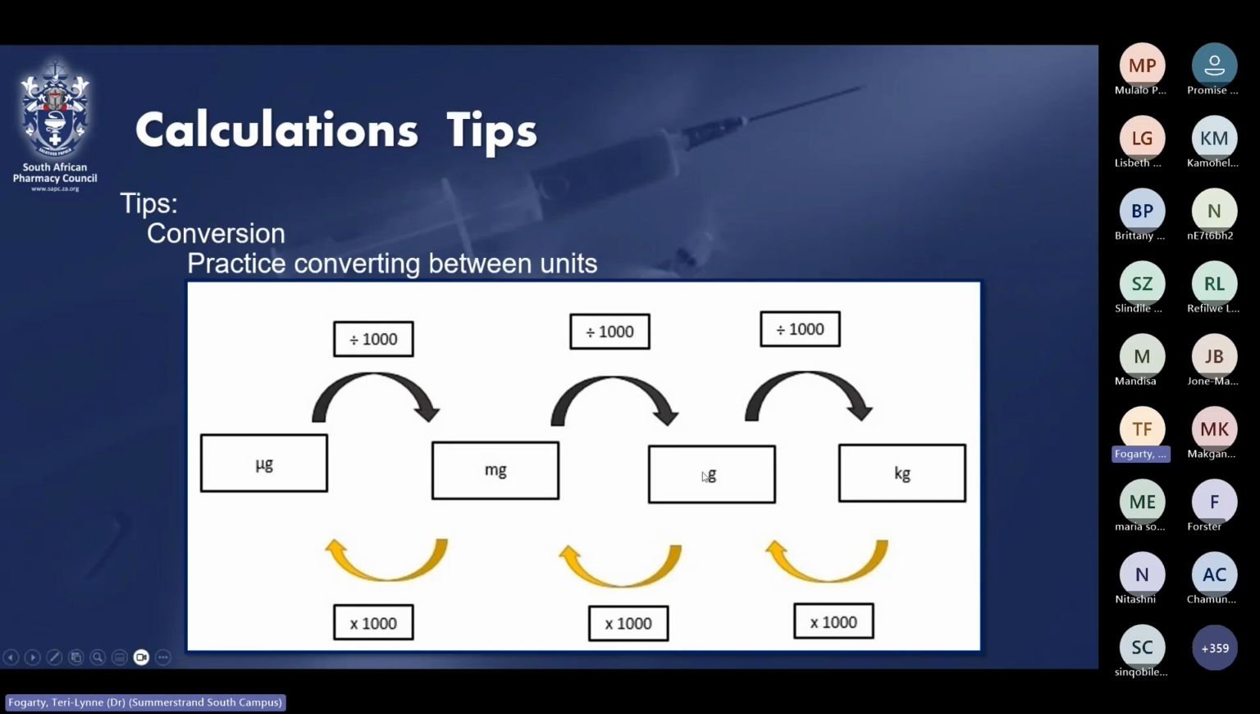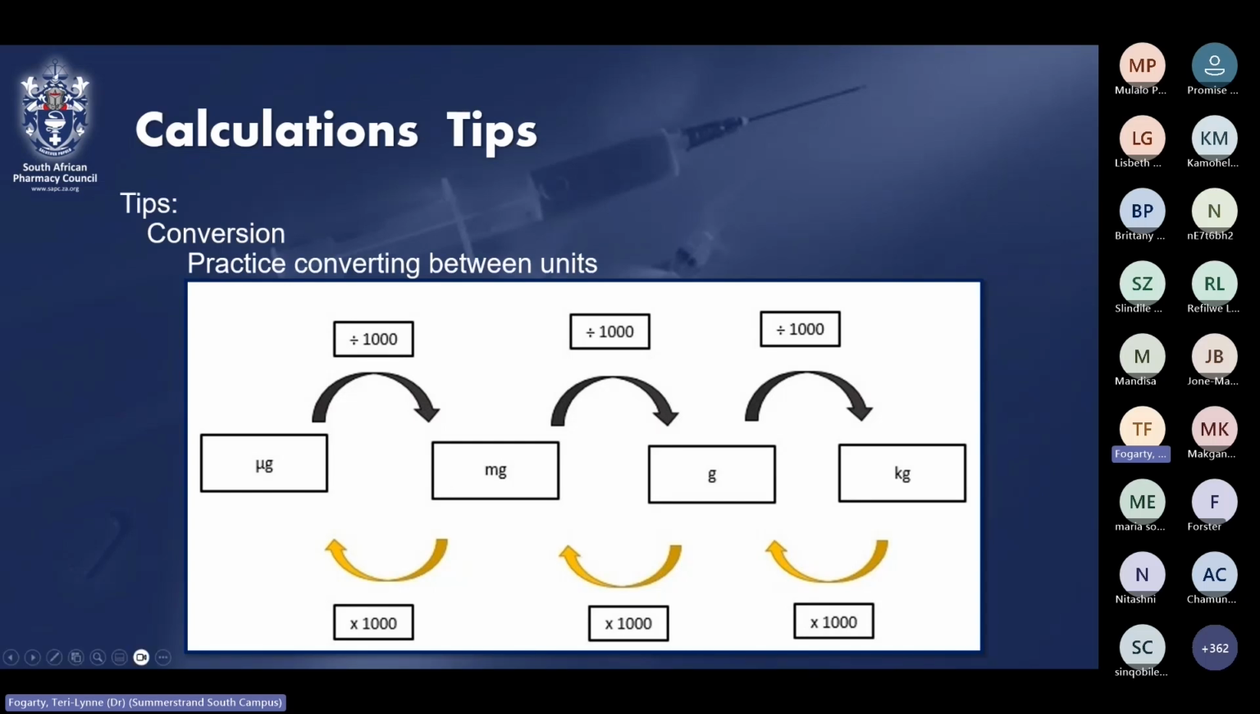However, if I have 1 gram and I need to convert to milligrams, I must multiply. So 1 gram times 1,000, then I'm going to have 1,000 milligrams. Okay, and similarly, when you're going from grams to kilograms, or from micrograms to milligrams, you're going to divide by 1,000, and if you go from milligrams to micrograms, you're going to multiply by 1,000.